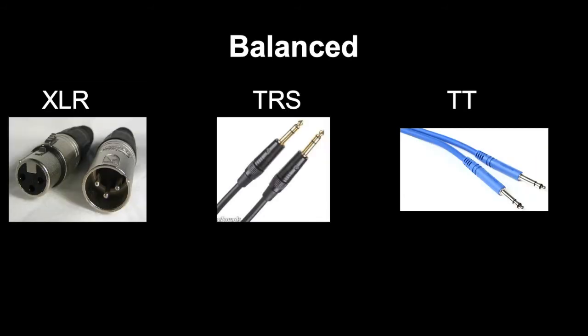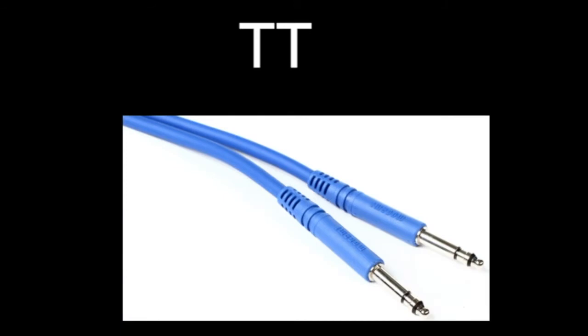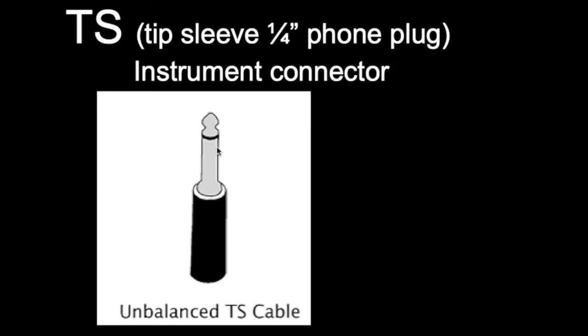Our 3 types of balanced cables are XLR or microphone cable, TRS, which stands for tip, ring, sleeve, and TT, which stands for tiny telephone. You'll see those cables in the Studio E patch bay. You'll notice it's balanced because it has the little notch right there, and that lets you know it's different than this, which does not have the notch.